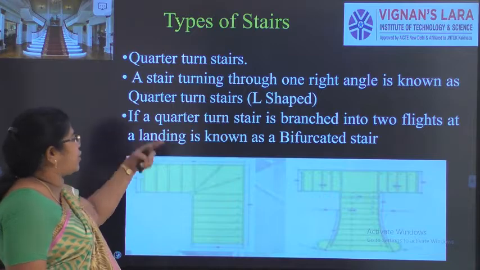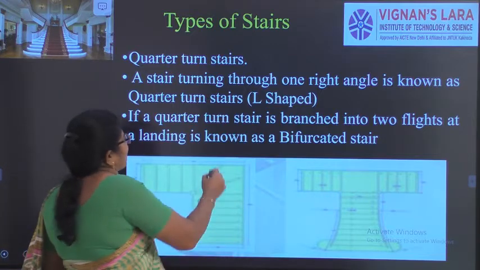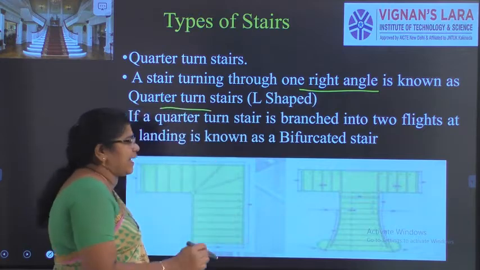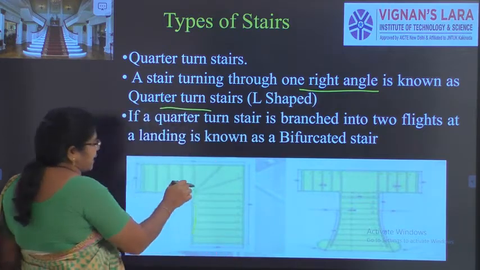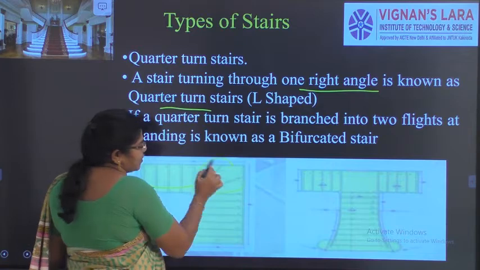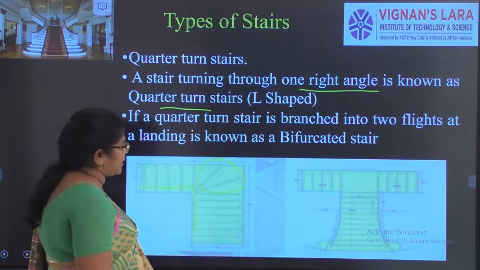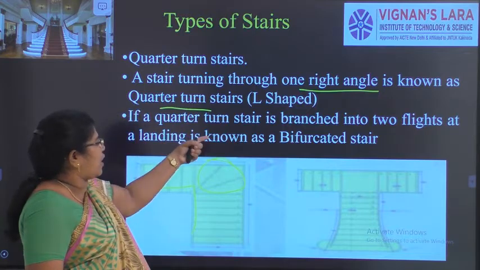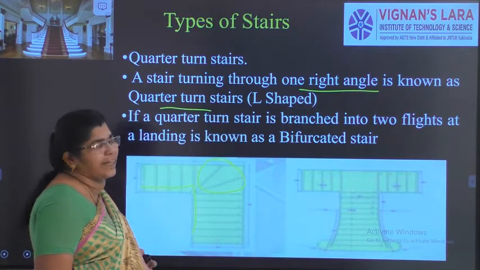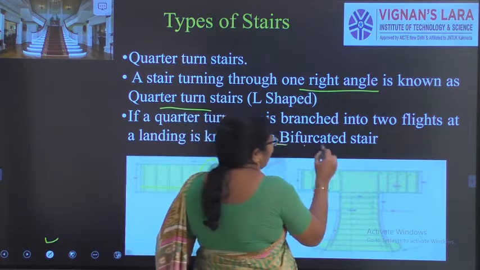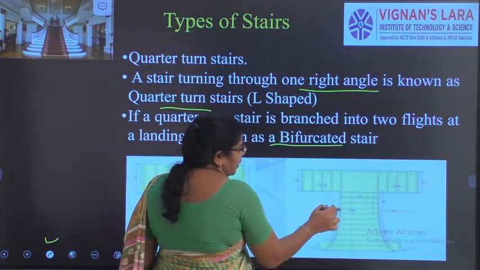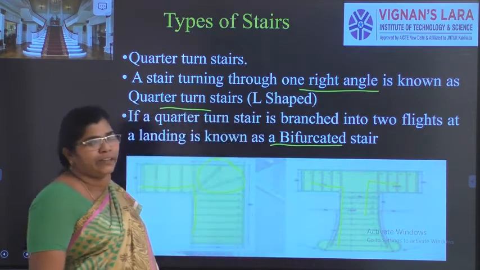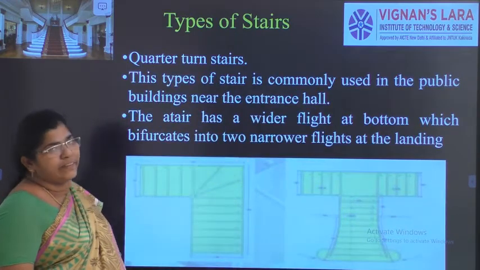The next one is a quarter turn staircase. The staircase running through one right angle is known as the quarter turn. It is an L-shaped staircase. Mostly this is an L-shaped staircase with windows, and mostly without windows also. And if the quarter turn is branched into two flights and a landing, we call it a bifurcated stair. That is, it is going in for the L shape. Then turn after turn, we call it a bifurcated staircase.